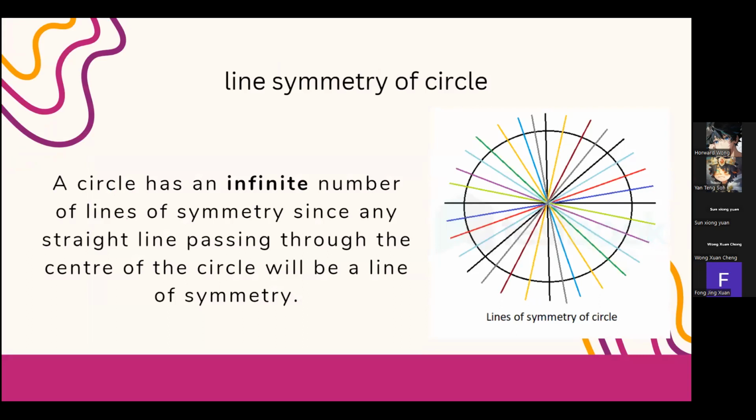Line symmetry of a circle. A circle has an infinite number of lines of symmetry since any straight line passing through the center of the circle will be a line of symmetry.